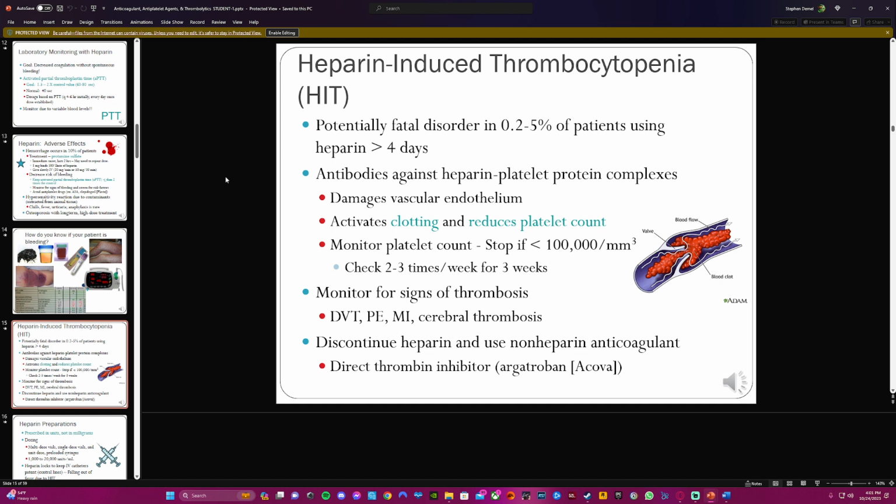Monitor for signs of thrombosis. These signs would be a DVT, a PE, an MI, or cerebral thrombosis. Discontinue heparin and use a non-heparin anticoagulant, which would be a direct thrombin inhibitor, such as argatroban or Acova.